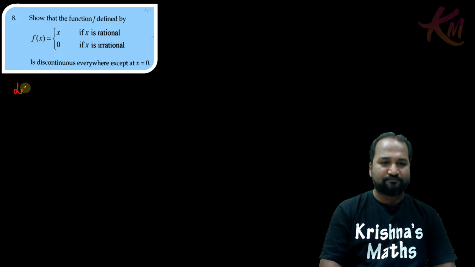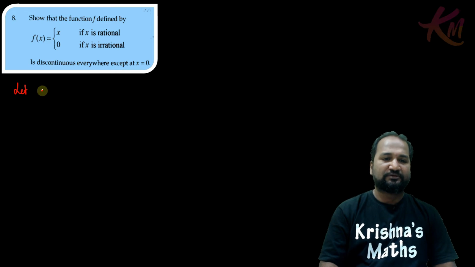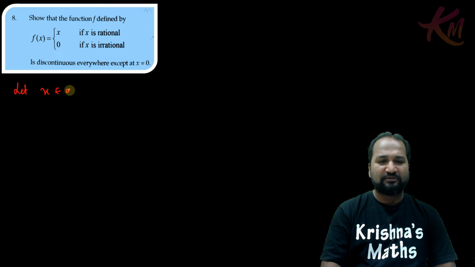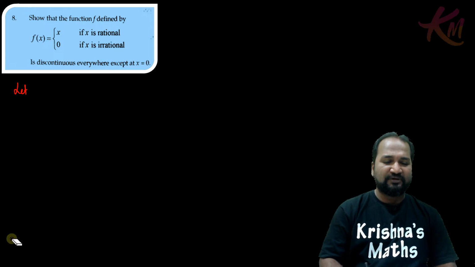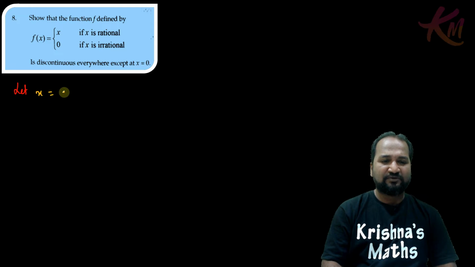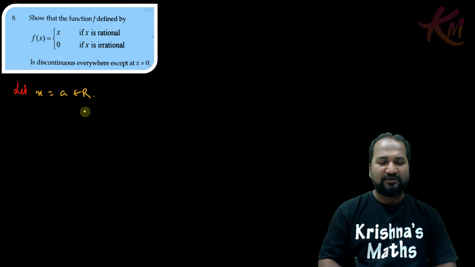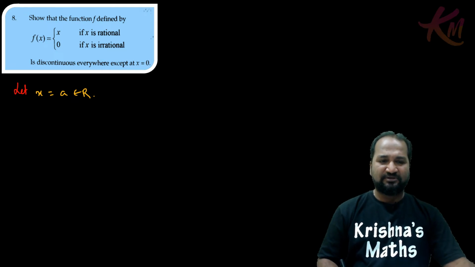Let a belong to R, and let x equal a, which belongs to R. x being a real number can be rational or x can be irrational.